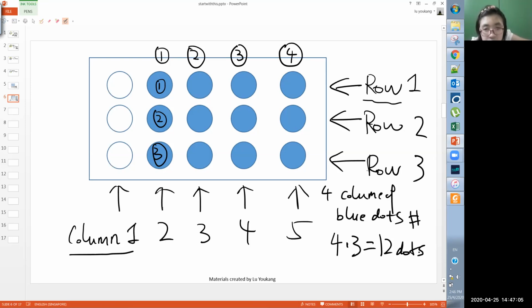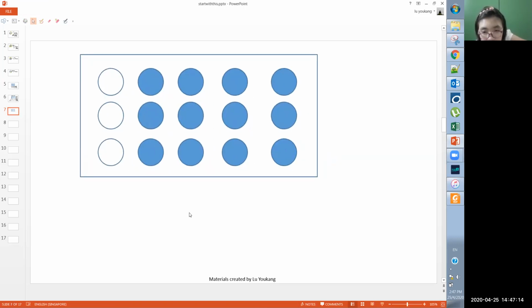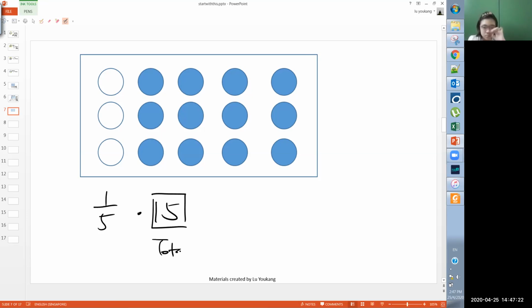Okay? So this means what? This is the reason why the question just now here is 1/5 times 15. 15 is what? Total dots. Okay? And then the 1/5 here is what?